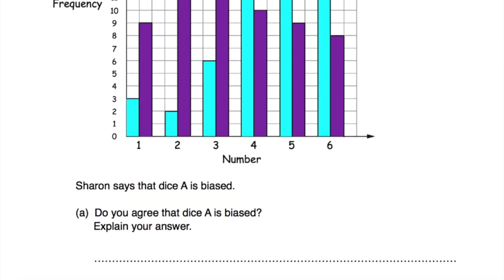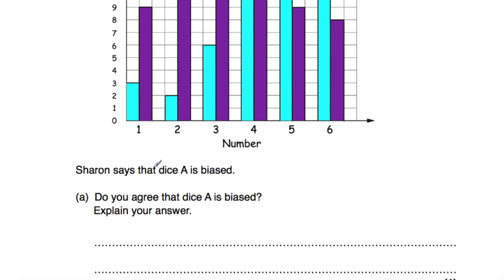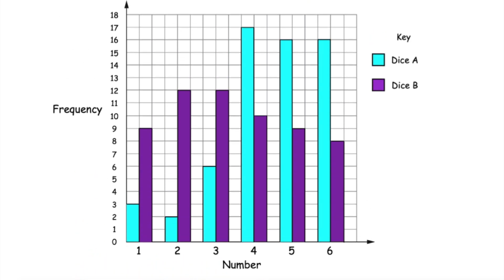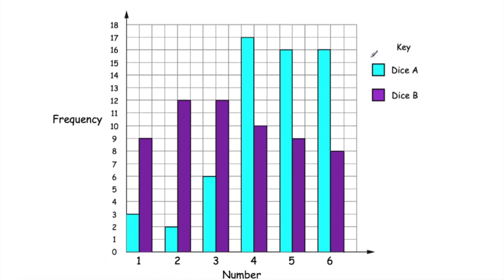Okay, so let's have a look at our first question. The first question says Sharon says that dice A is biased. Do we agree that dice A is biased? And explain our answer. So we need to have a look at this and see, do we think that dice A is biased? So she rolls the dice 60 times. And if you roll the dice 60 times, there's 6 numbers. You would expect them to roughly land on each of those numbers. Well, if we divide it by 6, you'd expect the dice to land on each of those numbers roughly 10 times. Now, it may not be 10 times exactly. It might be 8 or 7 or 9 or so on. It might be 11, 12, but roughly 10 times each time.